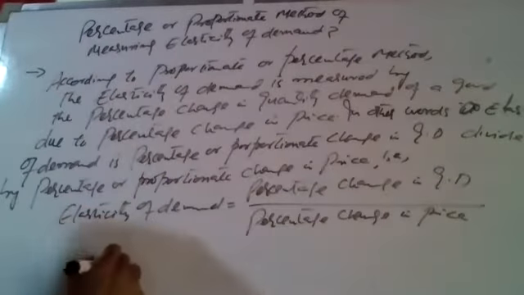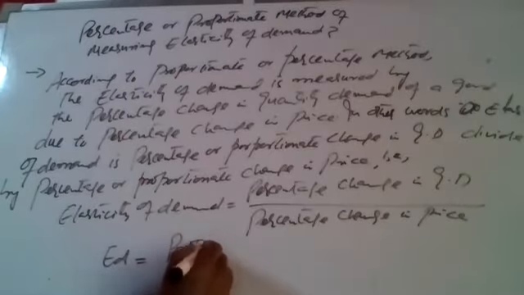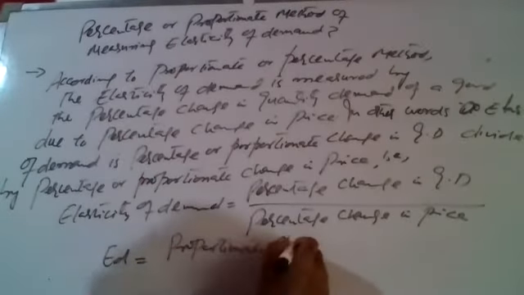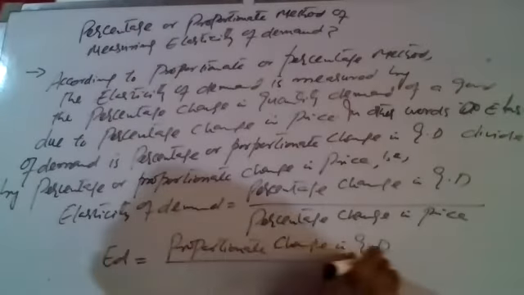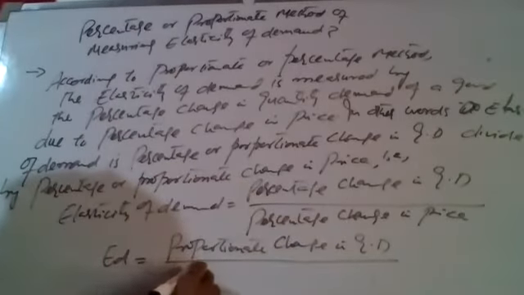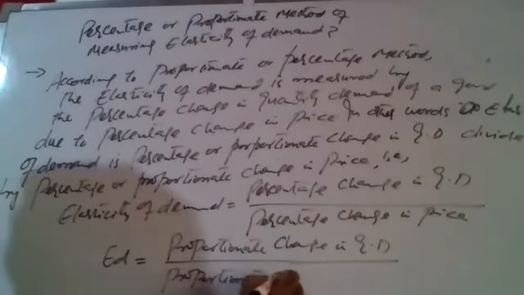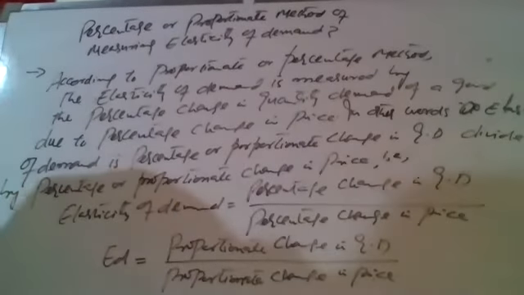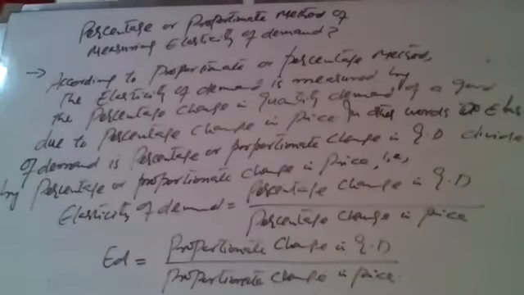Or we can say elasticity of demand is equal to proportionate change in quantity demand divided by proportionate change in price. So write down this much. It is percentage change in quantity demand divided by percentage change in price.